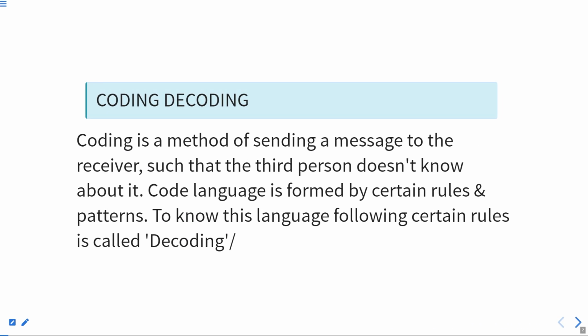So we'll definitely understand the meaning of coding and decoding. Coding is a method of sending a message to the receiver such that the third person does not receive or does not understand anything. These messages are coded in the form of symbols or in a certain manner that the third person is not able to understand. So for that we use certain language, certain rules. They are called decoding. So here I'll cover each and every type of decoding that we are going to get during the exam time.